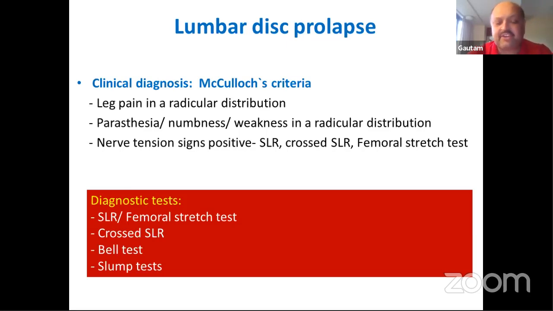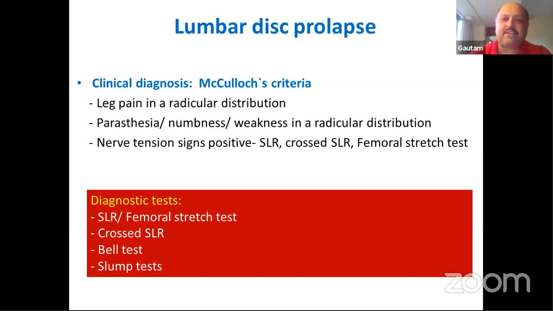Among the tension signs, it has been found that the most specific test is the crossed SLR test, and the most sensitive is the bowstring test. However, the most frequently performed test continues to be the straight leg raising test.